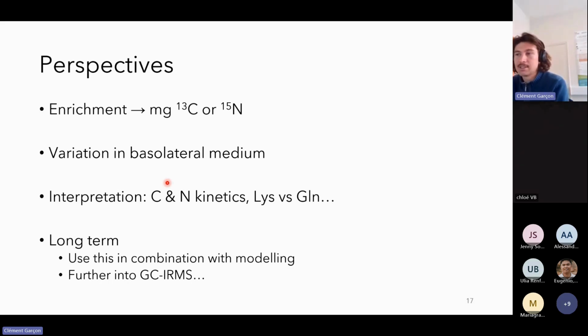Although the difficulty we have is that our samples are very, very small. So only a few milligrams, and less than a milligram for the cells. So it's not that easy for the analytical part. So that's it for me.